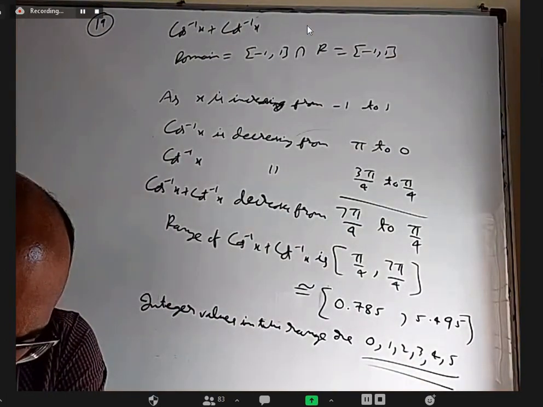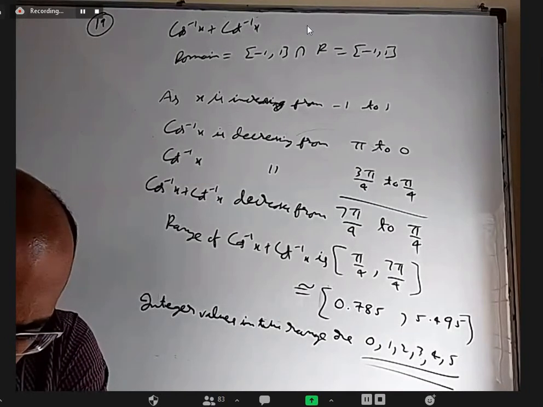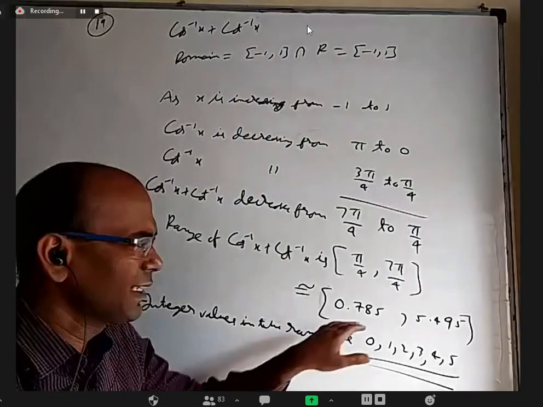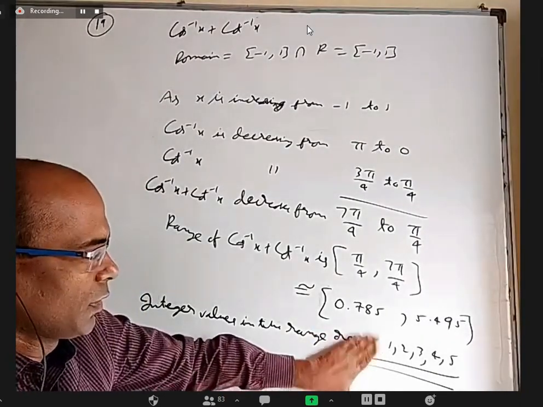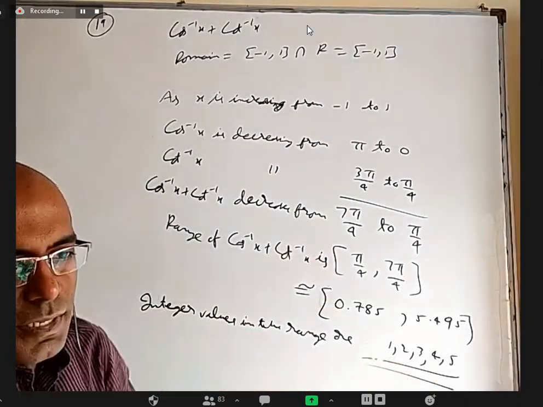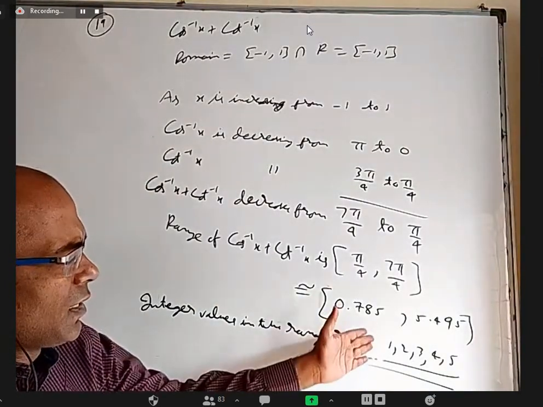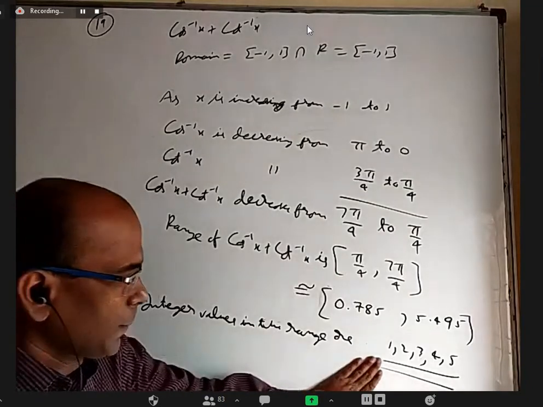Sir, it's asking integral values, not integer part of lambda. No, they're asking lambda. I'm not saying integer part. Oh, 0 you cannot take, sorry. In this, what are the integers that are available? Okay, so 0 is not there, sorry. So integers are 1, 2, 3, 4, not 0. Thank you.